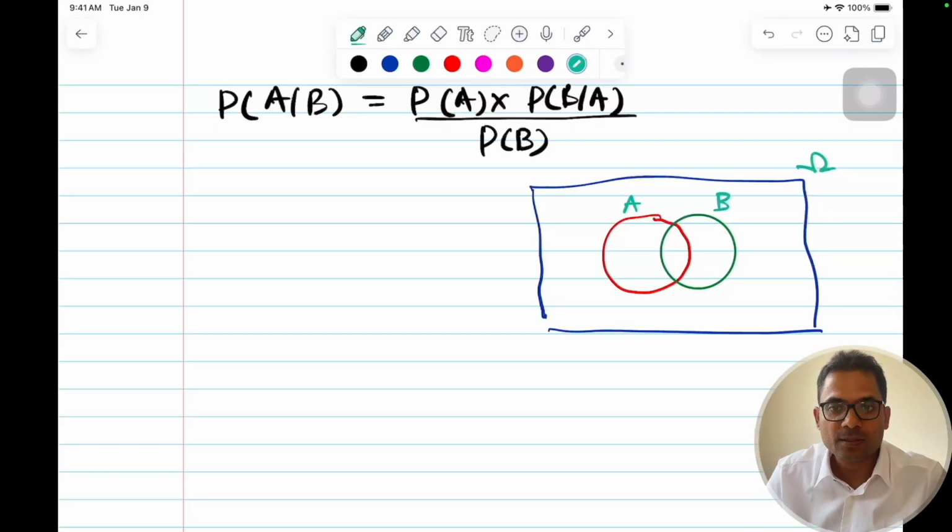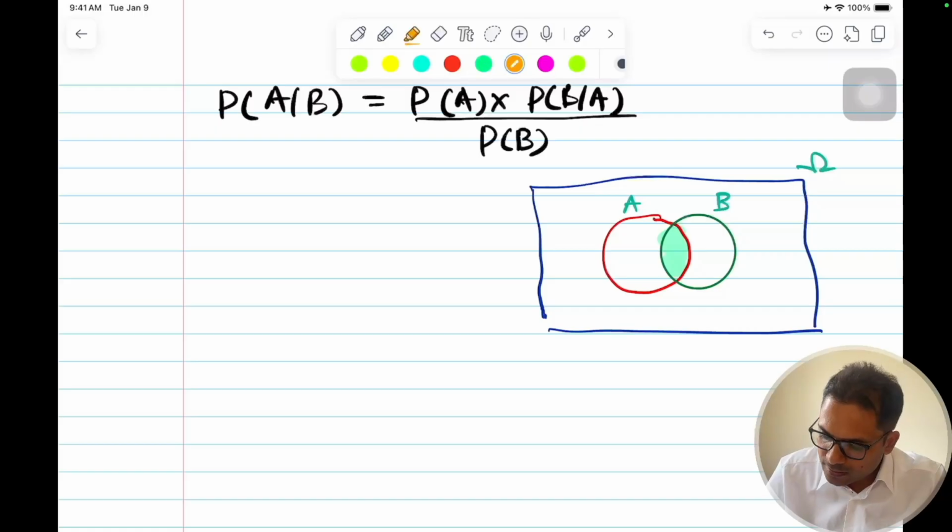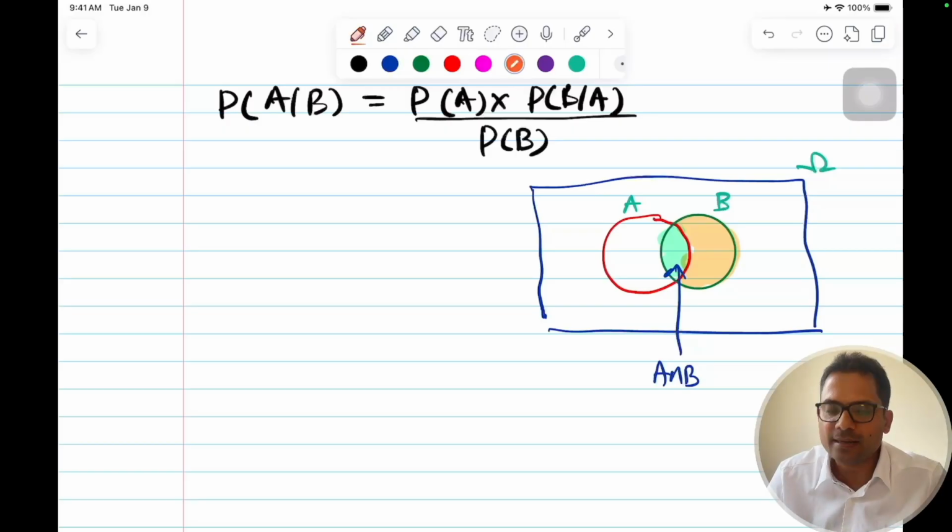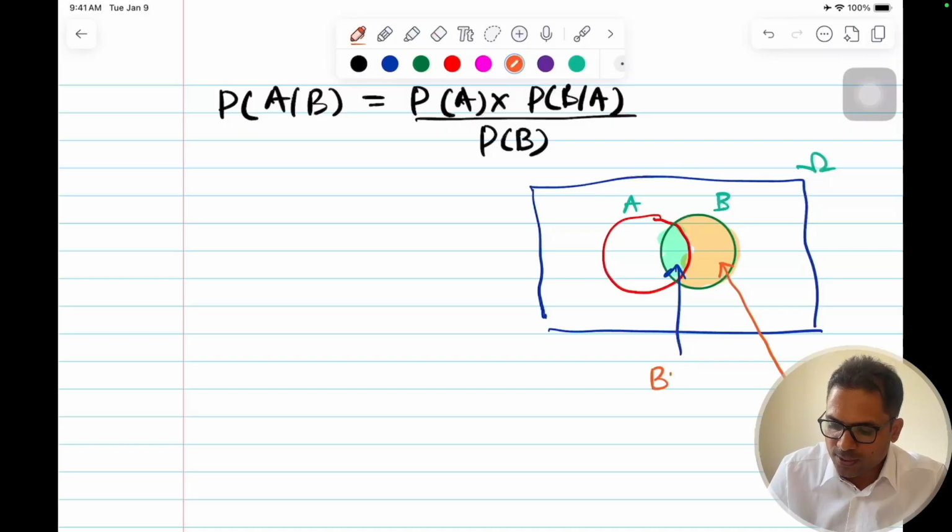Now how can we denote B here? How can we understand B? There are two parts. This is the one part of B, and then this is the rest of B. This we know, this is A intersection B. What can we say about this part? Can we write it in terms of B? This is B intersection A, and can we say this other part is B intersection A complement?